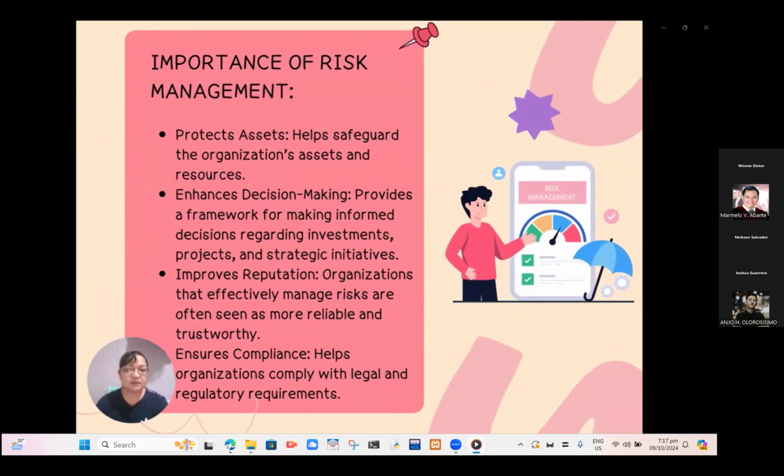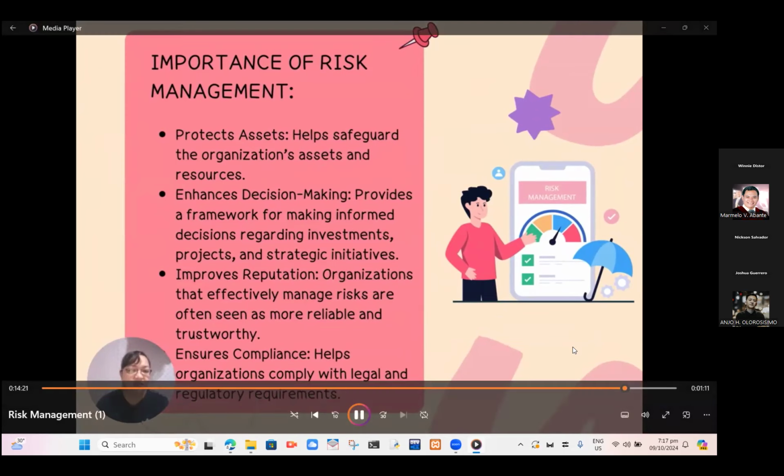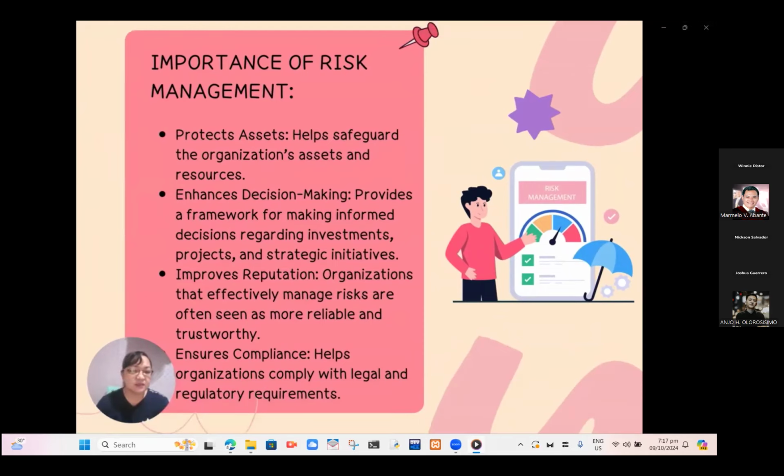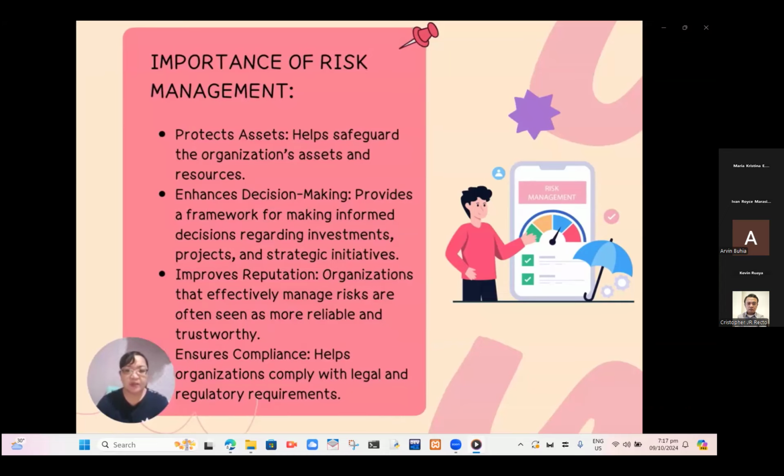Importance of risk management: protects assets, helps safeguard the organization's assets and resources. Enhances decision making, provides a framework for making informed decisions regarding investments, projects, and strategic initiatives. Improves reputation. Organizations that effectively manage risks are often seen as more reliable and trustworthy. Ensures compliance, helps organizations comply with legal and regulatory requirements.